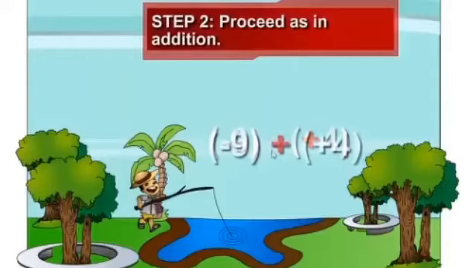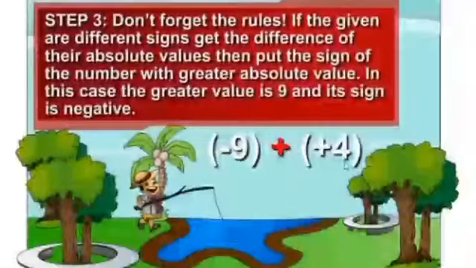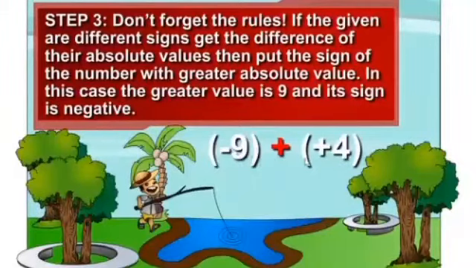Proceed as in addition. So, negative 9 plus positive 4. Since their signs are different, we have to find the difference. So, negative 9 minus positive 4. Since negative 9 is the greater value, the answer will be negative. The answer is negative 5.